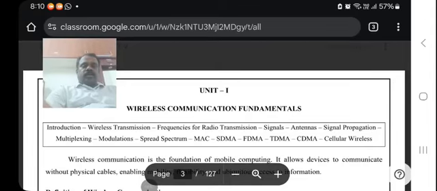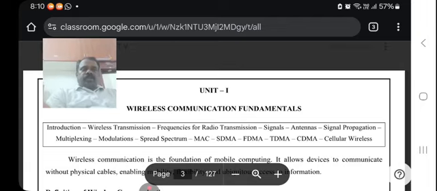Good morning students. In this class we are going to discuss the mobile computing subject. The mobile computing subject covers 5 units. Unit 1 covers wireless communication fundamentals.